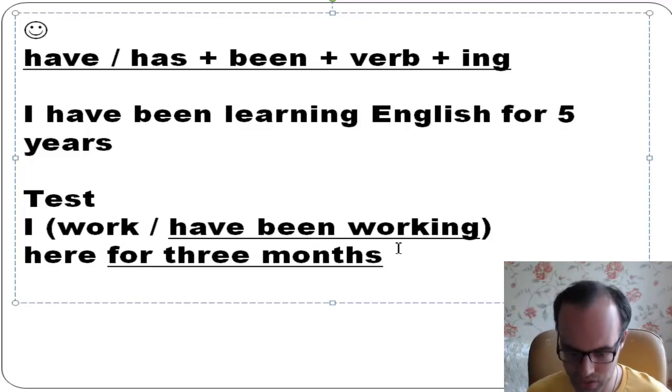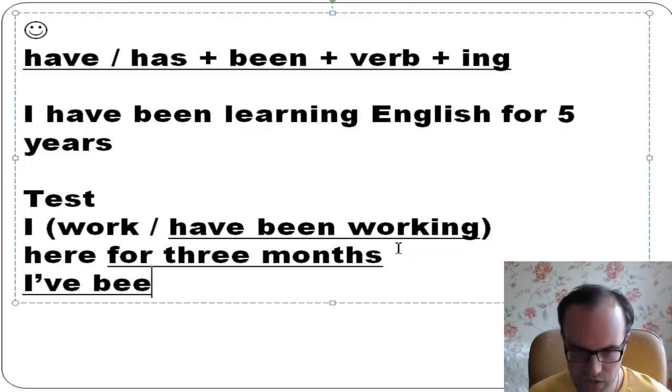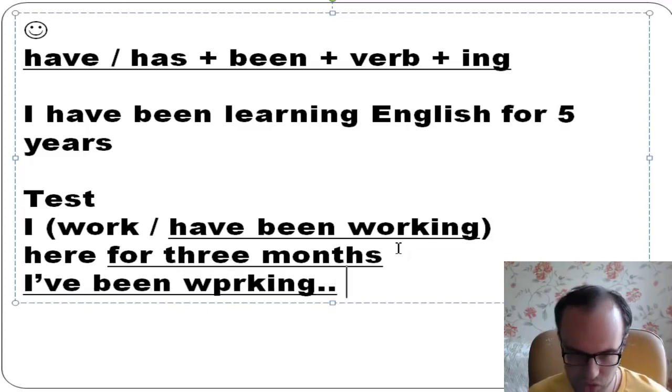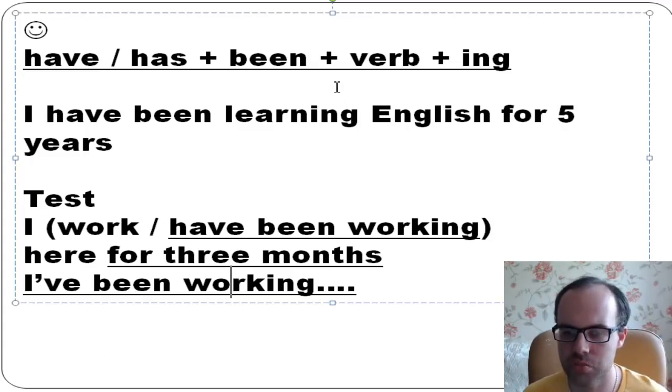Or it can be another way. If we use a short form, you can also say I've been working here for 3 months, or a long form, a full form: I have been working here for 3 months. And you know that we often use this tense in spoken English. So you see have or has plus been plus verb plus ing. I have been learning English for 5 years. Test: I work, I have been working. We say I have been working here for 3 months. I've been working here for 3 months.